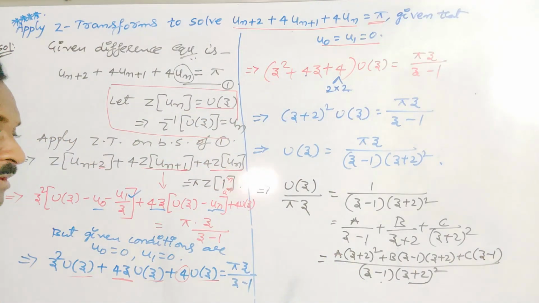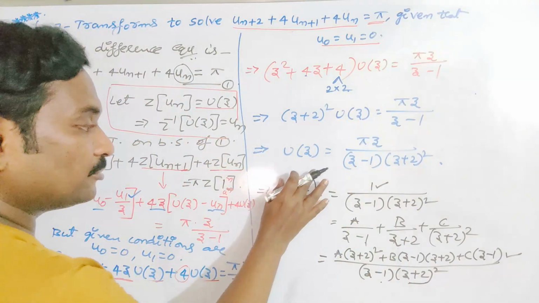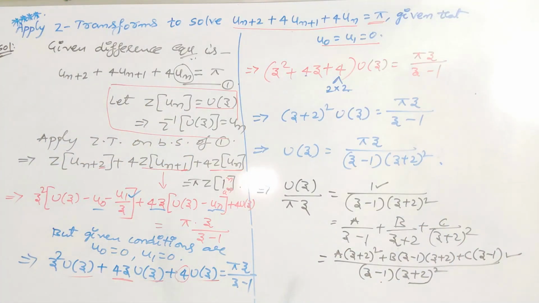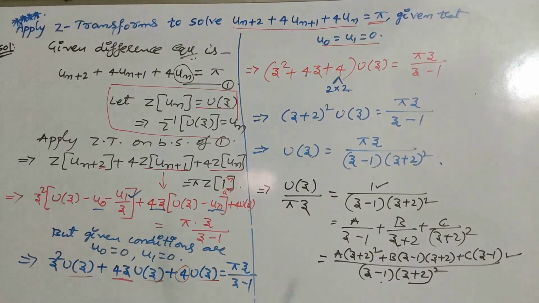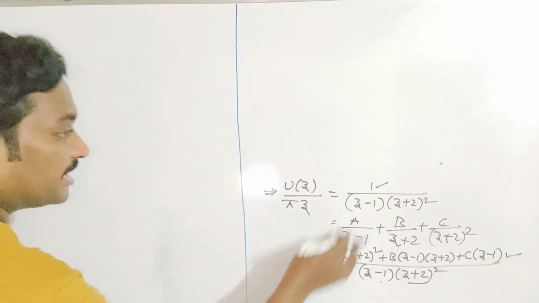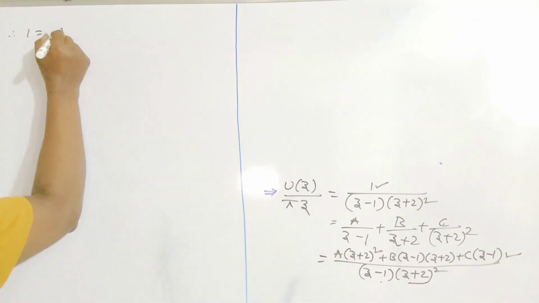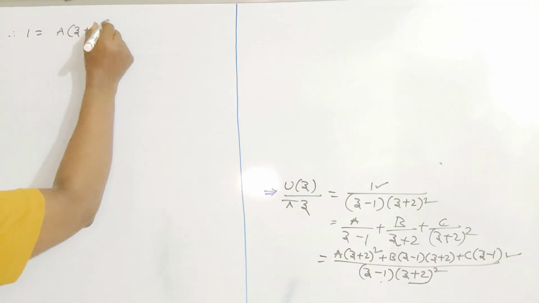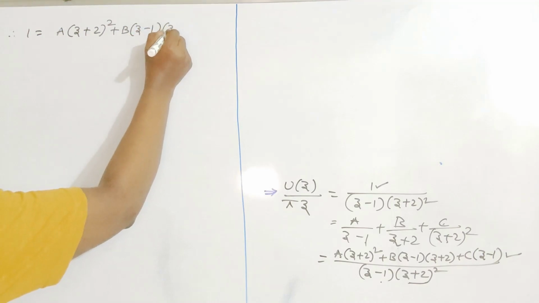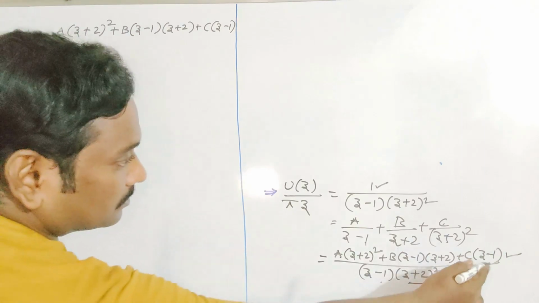Now you can equate the numerator. Here numerator is this one, here numerator is 1. Don't equate to u of Z, you can forget u of Z until we get the values of A, B, C. So equate the numerators. 1 is equal to A into Z plus 2 whole square plus B into Z minus 1 into Z plus 2 plus C into Z minus 1.